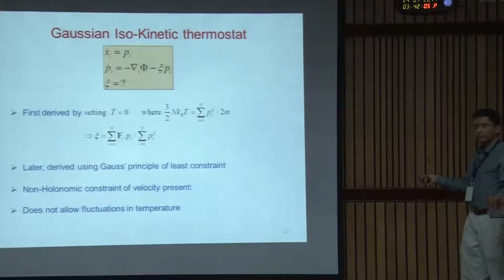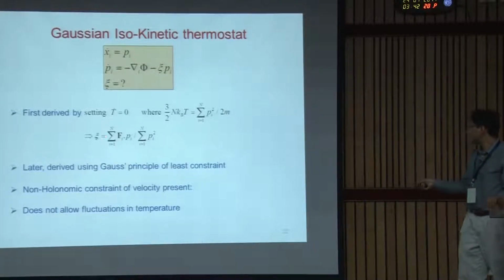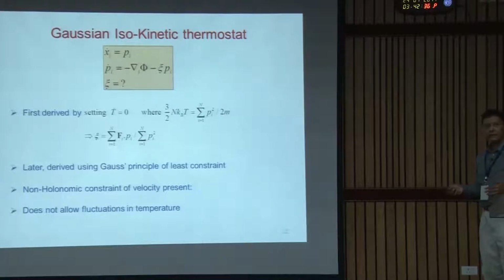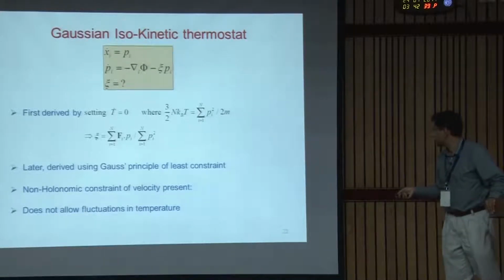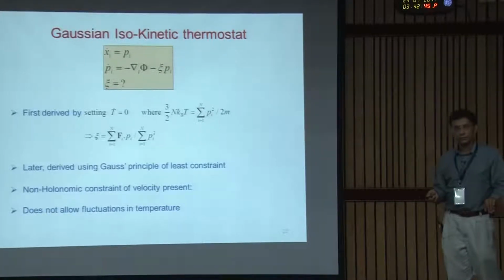Where from equipartition theorem, that's my value of the total kinetic energy, 3 nkBT by 2. If you just differentiate T, you get a value of Xi as this force F, sum of force multiplied by all the momenta, and then the average kinetic energy. Well, mass is there, not there. So this Xi varies at every step, so it changes with the idea of keeping the temperature at a constant value. Later, it was derived from a much more elegant formulation, which is Gauss's principle of least constraint, and that's how the name of Gaussian Iso-Kinetic Thermostat was given to this.